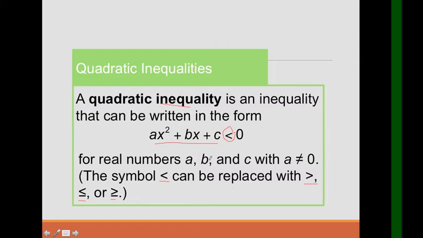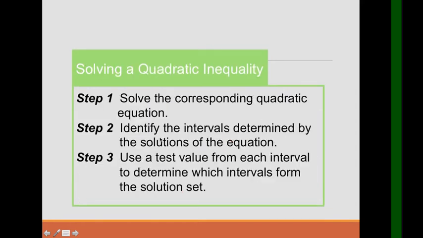For real numbers A, B, and C. So A, B, and C are real numbers. So they can be an integer, a natural number, a whole number, a fraction, with A not equal to 0. A should not be equal to 0.